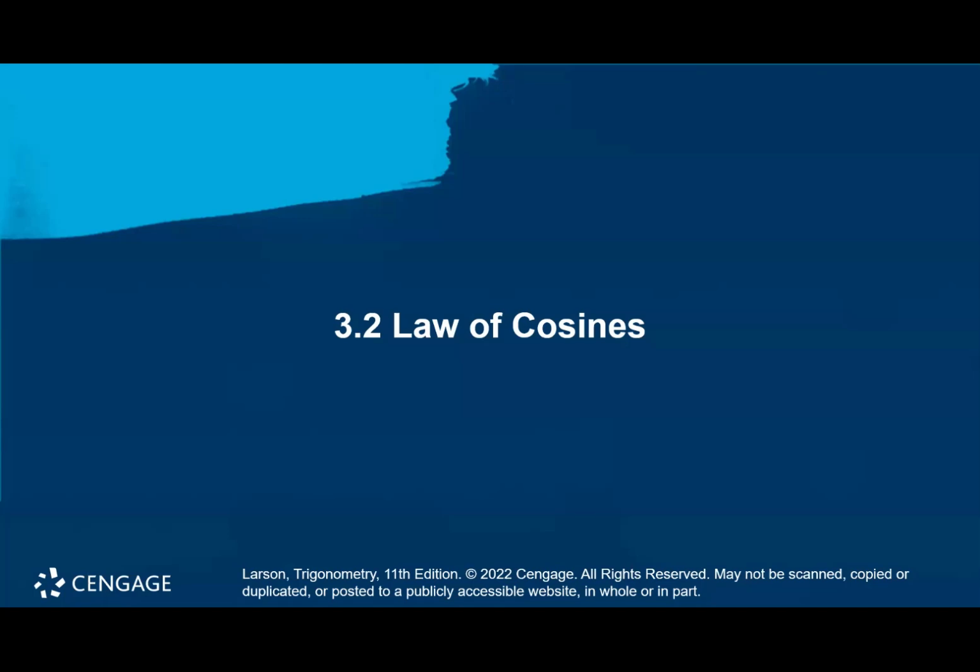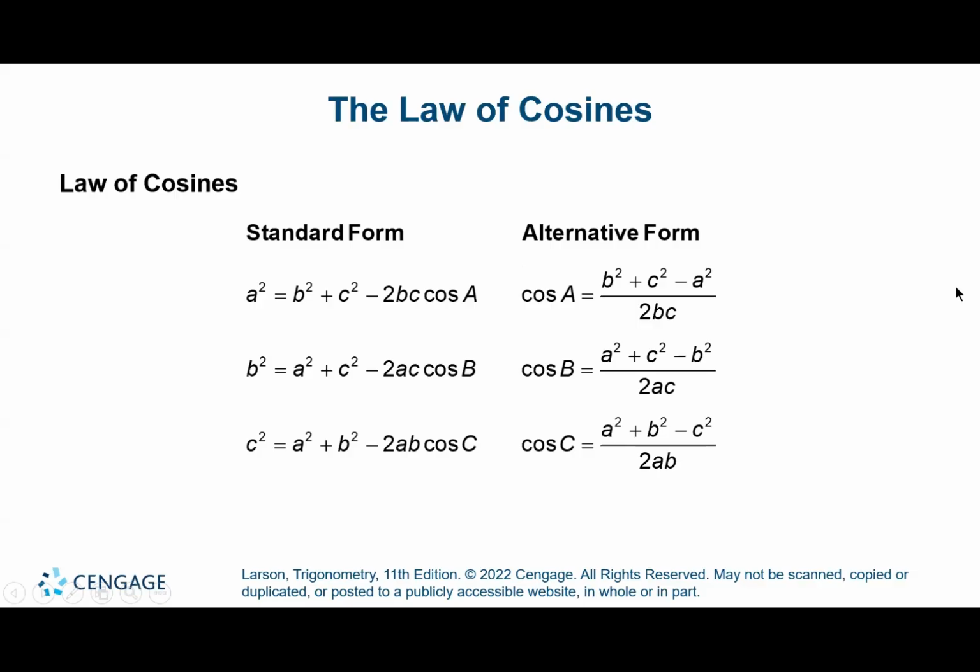In section 3.2, we get the law of cosines. This is going to allow us to solve triangles where we are given a side, angle, side, or just three sides and no angles. So here's what the law says. You can find a good way to remember that.